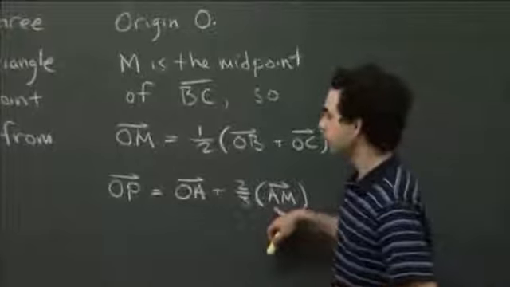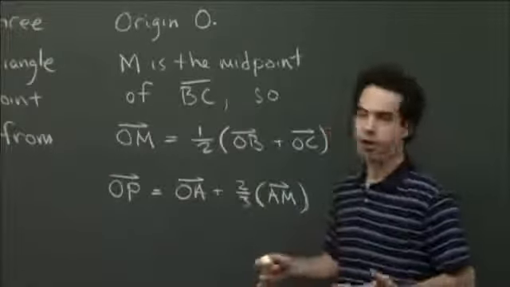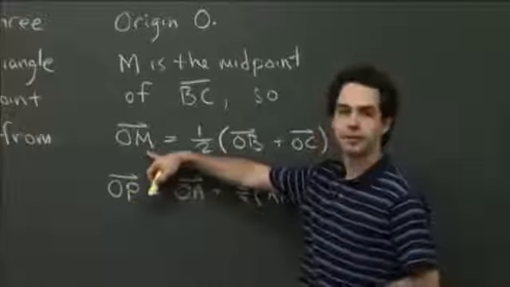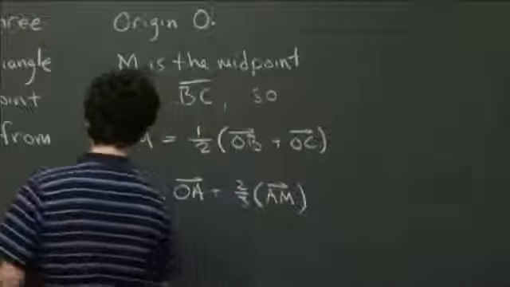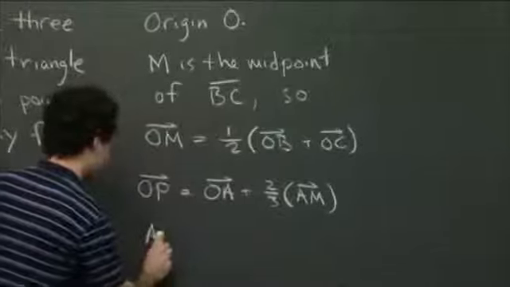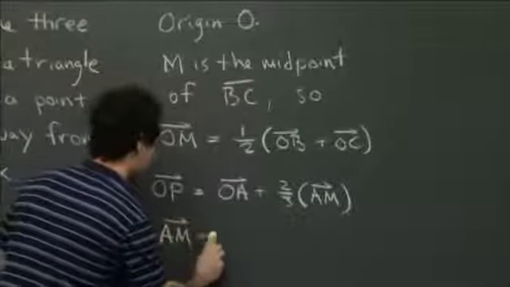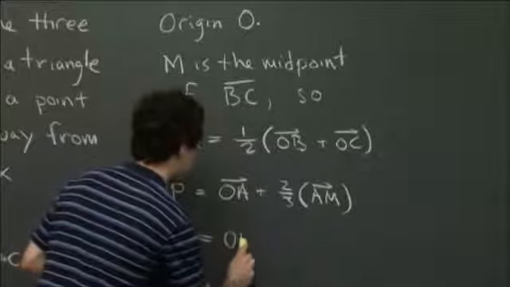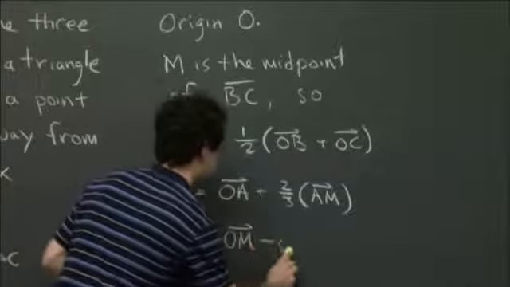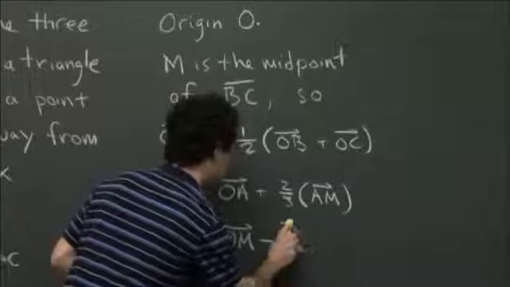Well, we know what the position vector of A is. It's just OA. And we also know what the position vector of M is. It's OM. So that means that AM is just the difference of those two vectors. It's going to be OM minus OA.